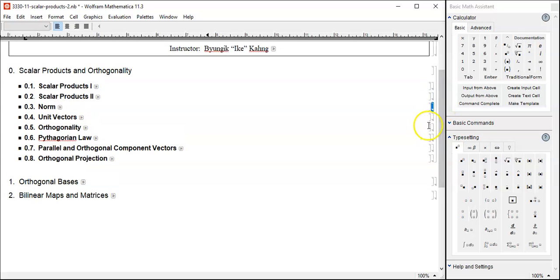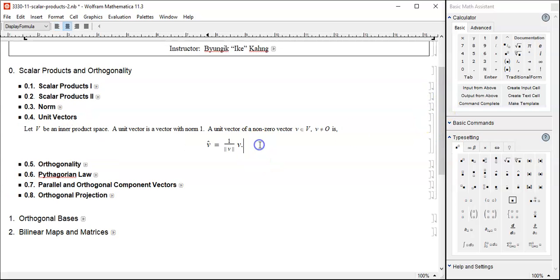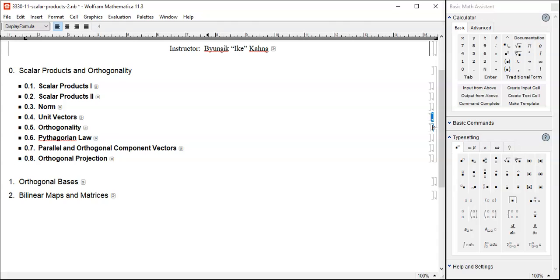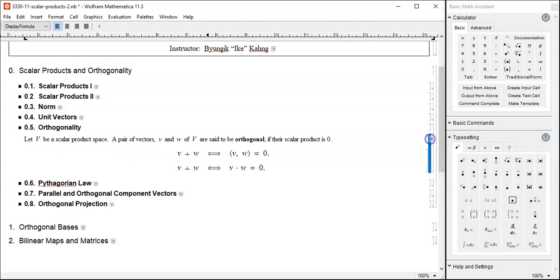Okay, let's move on. Unit vectors, oh, that's trivial. We are talking about a vector in the direction of v, so it should be a scalar multiplication, some scalar times v, so it points in the same direction. And as for the magnitude of this, simply take the norm and do some simplification. You'll see that the norm is 1. Next, orthogonality. We say a pair of vectors v and w are orthogonal if the scalar product is 0.